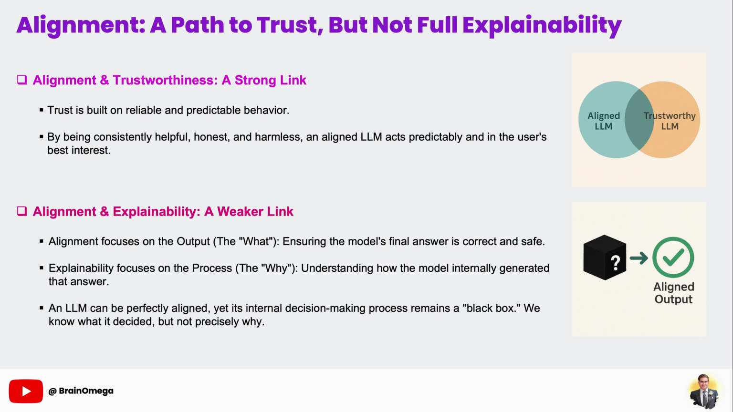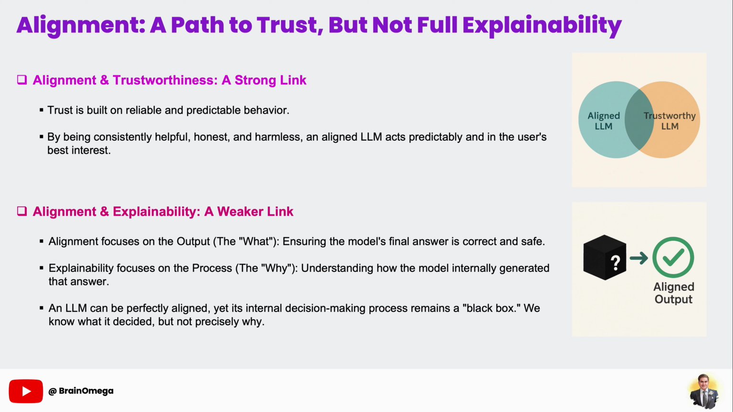However, the story changes when we compare alignment to explainability. Here, the link is much weaker, and this is a critical concept to grasp. Alignment is primarily concerned with the output, the what. It asks, is the model's final answer correct, safe, and useful? We are validating the quality and safety of the end product. Explainability, on the other hand, digs into the process, the why. It seeks to answer how exactly did the model navigate its billions of parameters to generate that specific output.